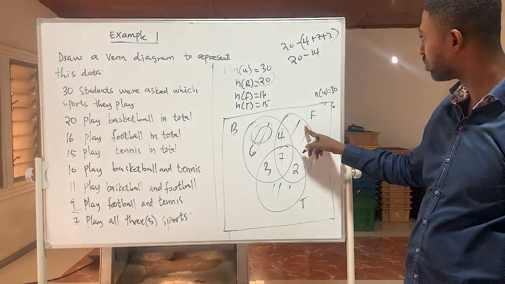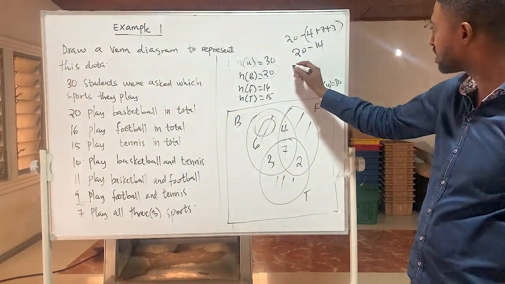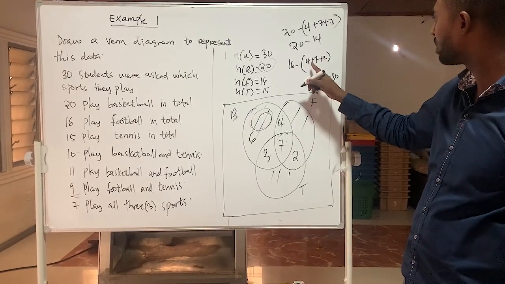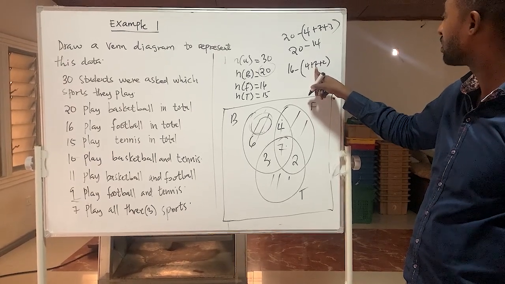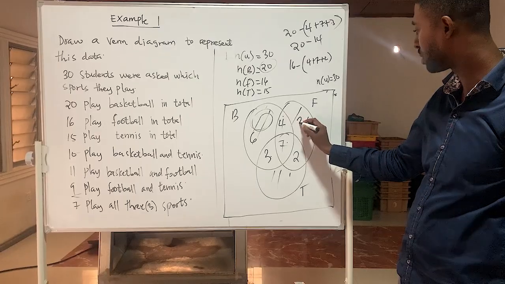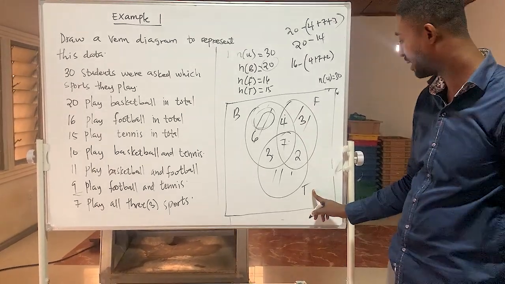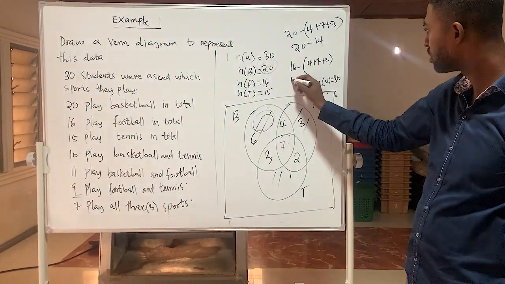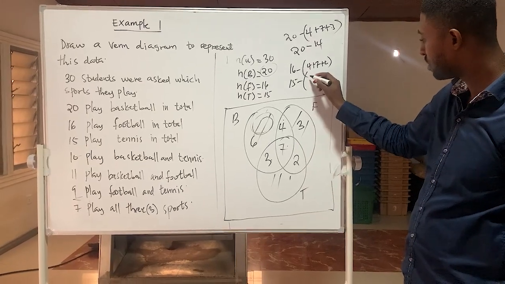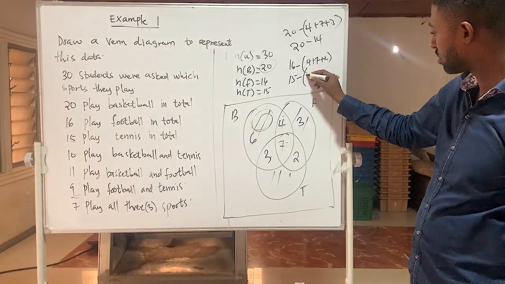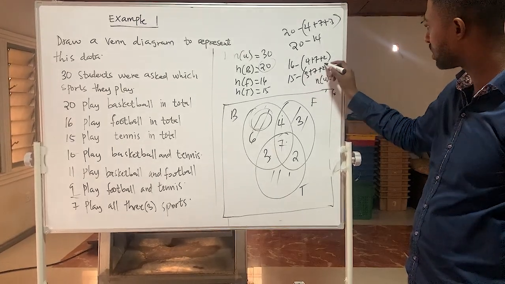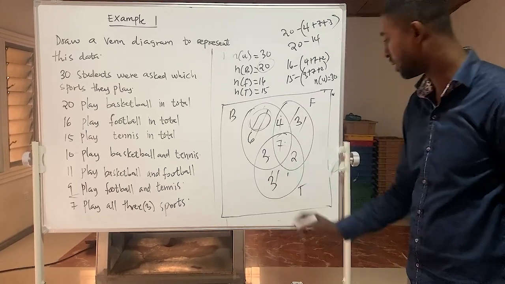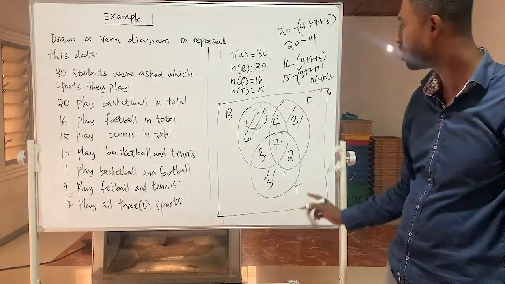Then football, the total number is 16. So it will be 16 minus the sum of 4 plus 7 plus 2, which is 13. So 3 people enjoy football only. Then for tennis, the total is 15. So 15 minus the sum of 3 plus 7 plus 2, which is 12. 15 minus 12 is going to be 3. So it means that 3 people enjoy tennis only.